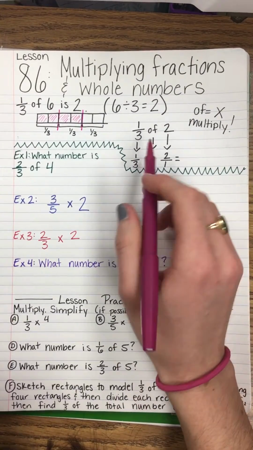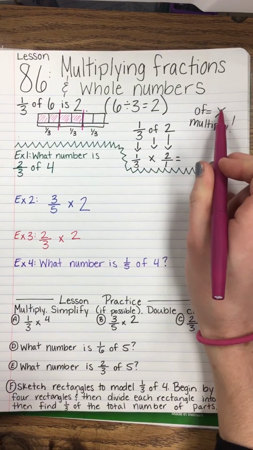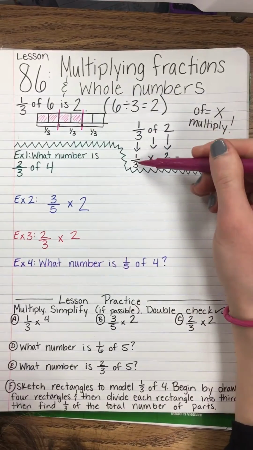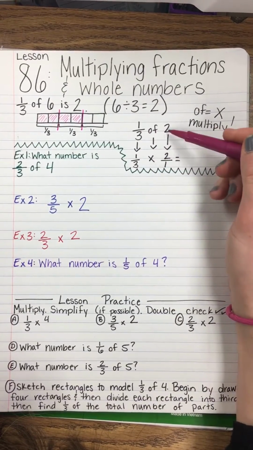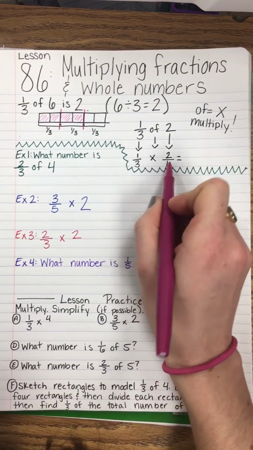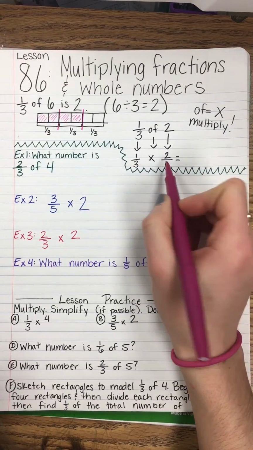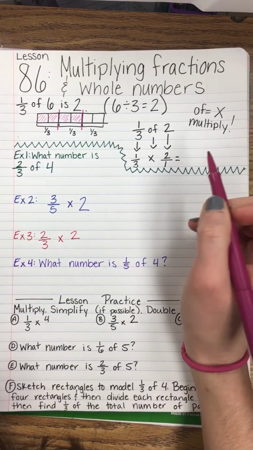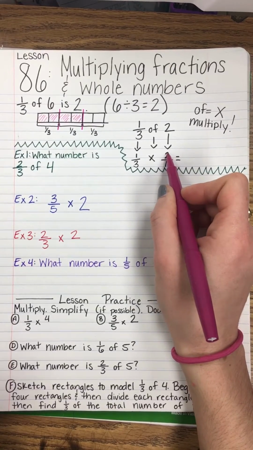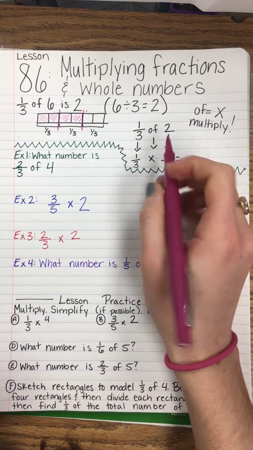So what you're going to do is if it says of, that means multiply. Of equals multiply. So 1/3 of 2. So 1/3 of multiply 2. You're going to make this fraction 2 over 1. Because anything over 1 is going to be whatever the numerator is. And 1 is just a number that you can put underneath it that will make the whole number stay the same, but it will also turn it into a fraction so you can multiply it.